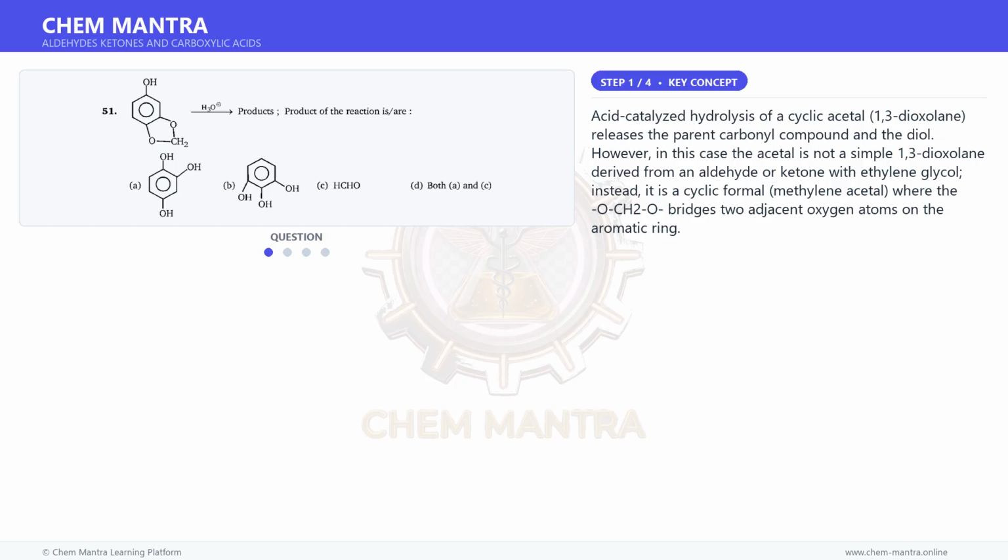Acid-catalyzed hydrolysis of a cyclic acetal, 1,3-dioxolane, releases the parent carbonyl compound and the diol. However, in this case the acetal is not a simple 1,3-dioxolane derived from an aldehyde or ketone with ethylene glycol. Instead, it is a cyclic formaldehyde methylene acetal, where the OCH2O bridges two adjacent oxygen atoms on the aromatic ring.